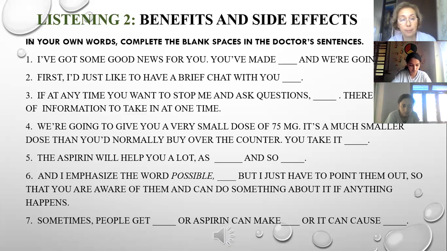Yes, ma'am. The aspirin will help you a lot as it thins the blood and also it prevents the further attacks. I see. Okay, Hepzibah, please. And I emphasize the word possible as you may not get them. But I just have to point them out so that you are aware of them and can do something about it if anything happens. I see. Okay. Ansila?